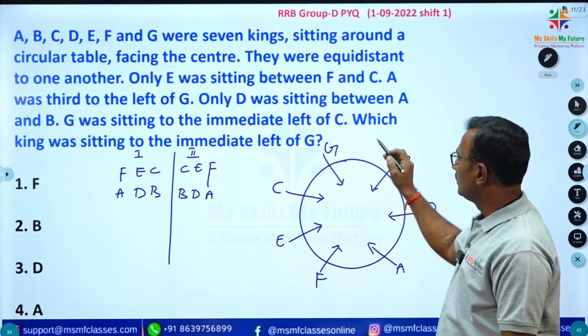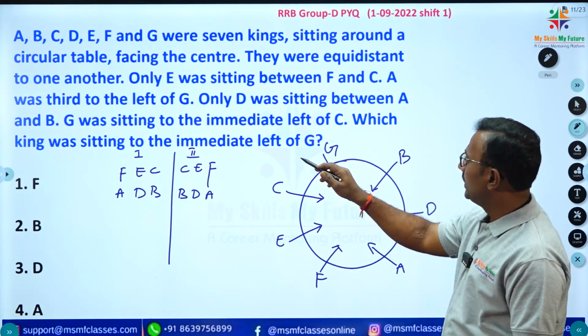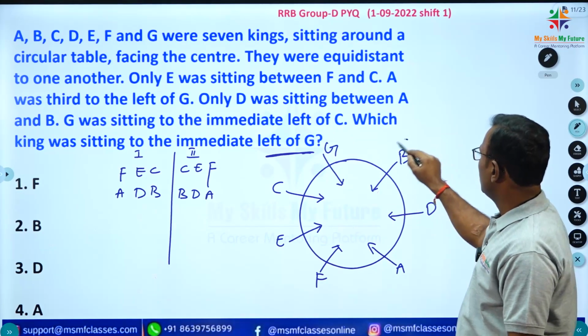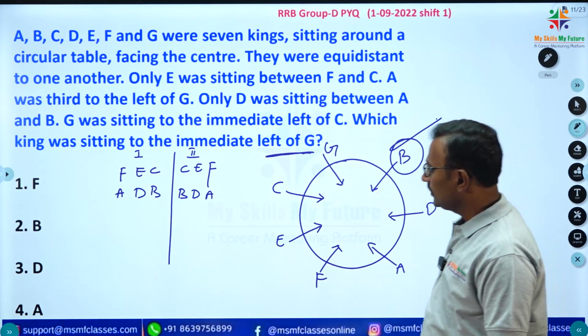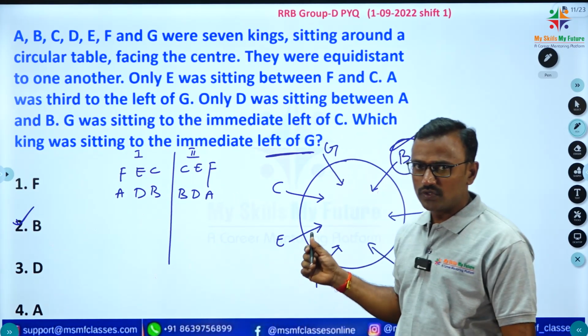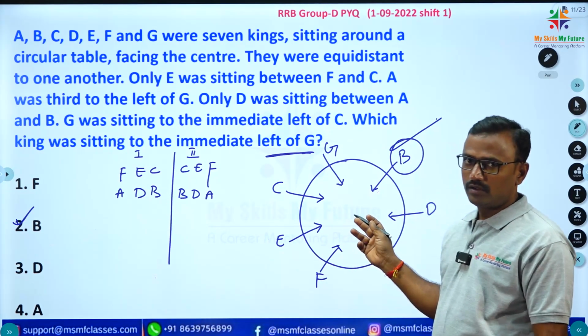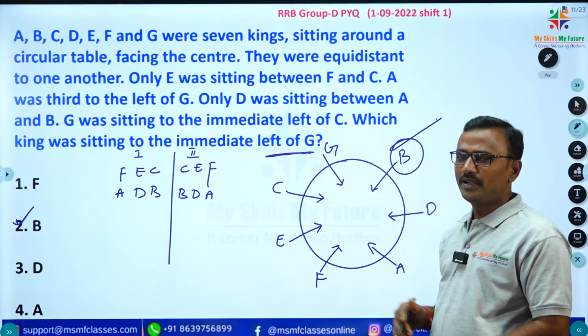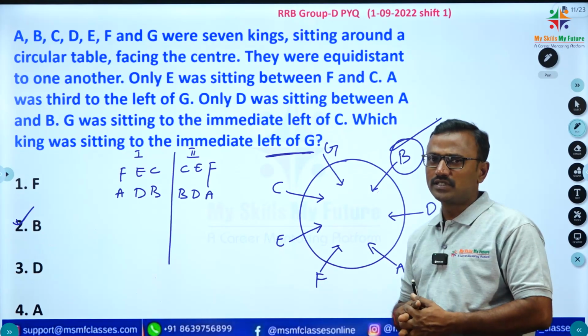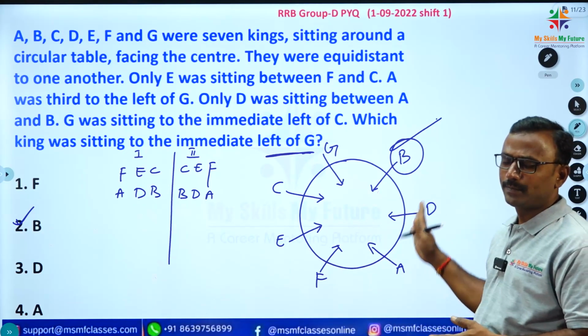So what is our question? Which king was sitting immediate left of G? Immediate left of G means B is there. Option 2 is correct. If you get any doubts on this question, just comment in the comment box. I will give one more explanation if required. I hope it is clear.